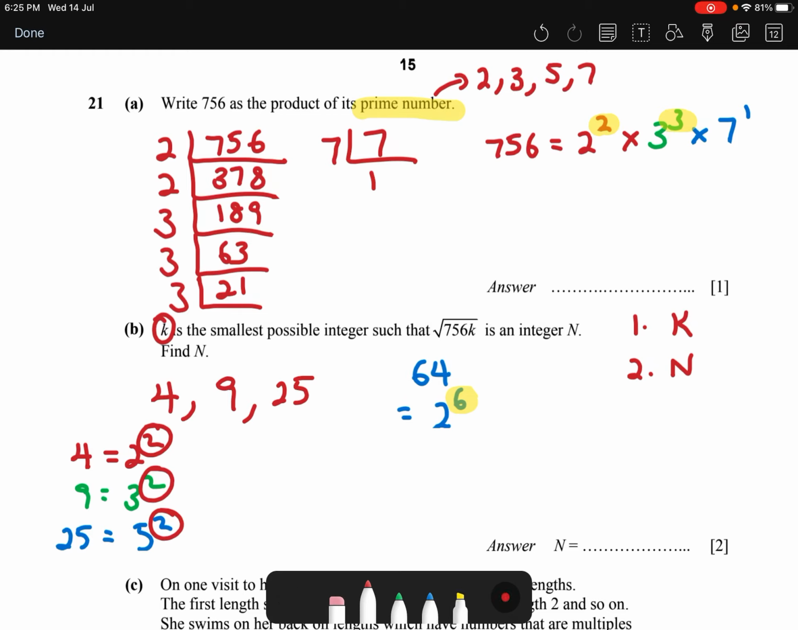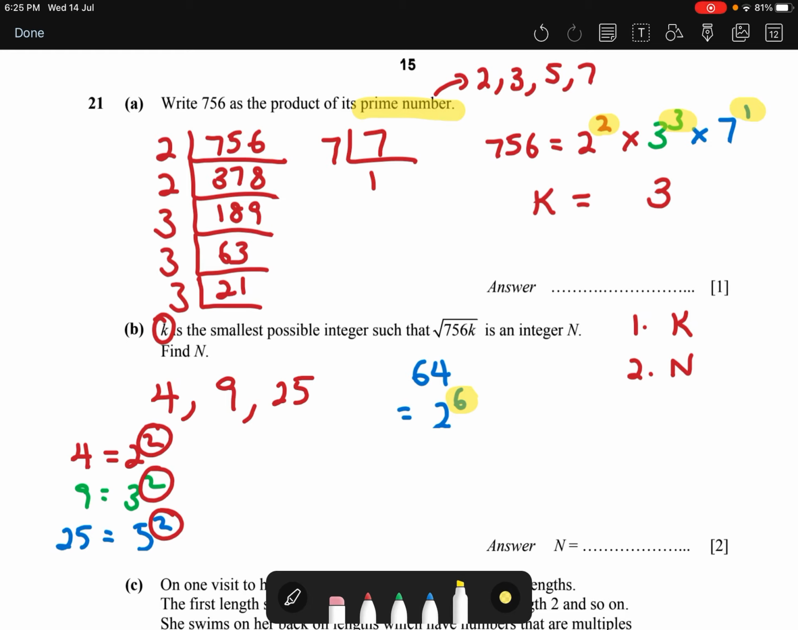So my k, in order to make it, I need to make sure that my k is equal to 3. Because 3 to the power of 3 times 3 to the power of 1 is 3 to the power of 4. Okay, next is your 7 to the power of 1, right? So the 1 is not a multiple of 2.